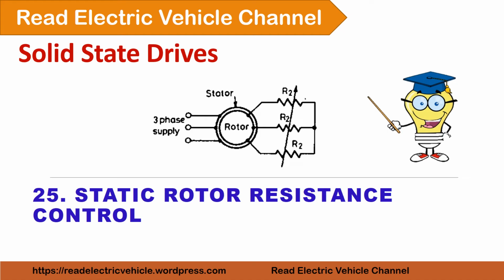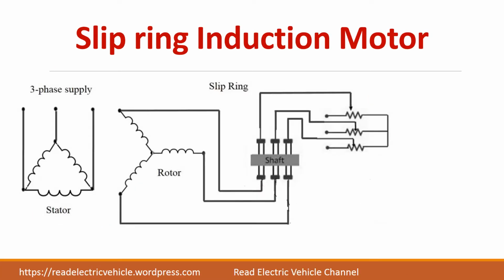In this video, we will see about the static rotor resistance control. So this is applicable for slip ring induction motor. This is the slip ring induction motor, which consists of a three-phase winding in its stator, and the rotor terminals or windings are connected at one end in star connection and the other end are brought out and connected to the slip rings. So the brushes will rest on these slip rings, and through that the external rheostats are connected.